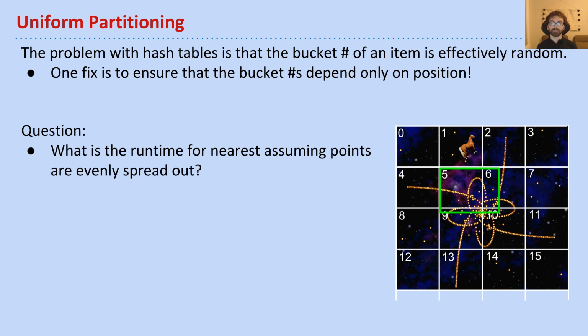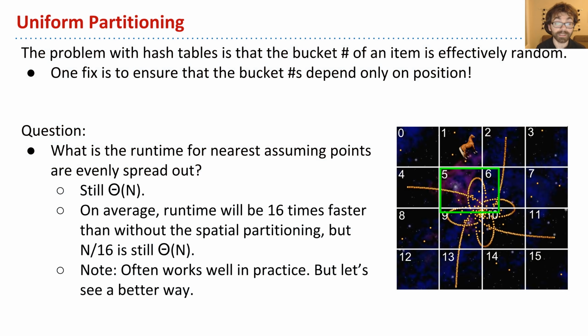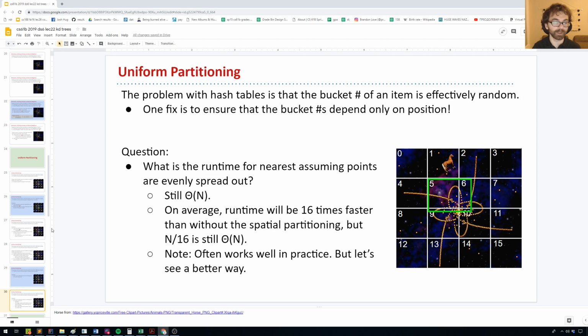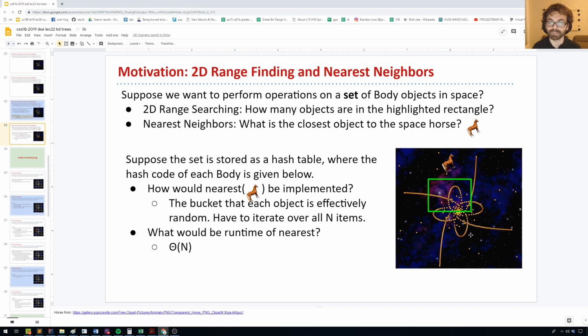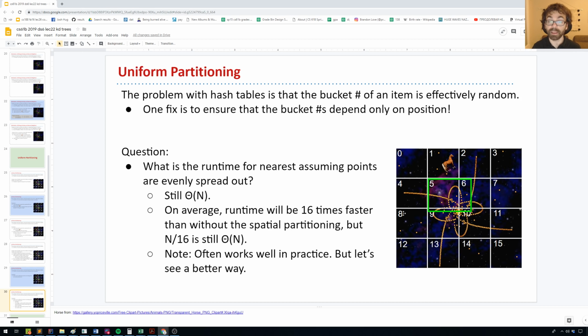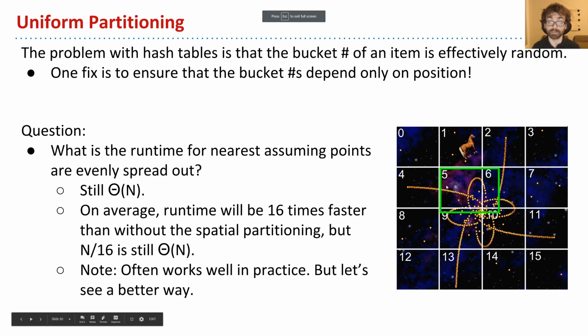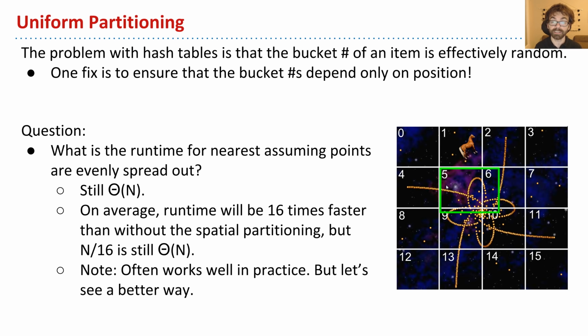Okay. So it turns out the correct answer is theta n. So it's still theta n. Why? I mean, it seems a little strange that we did all this work, right? If we go back to our original scheme, it was theta n because we had to look at all the points. And now that we've subdivided the space, it's still theta n, assuming the points are nicely spread out. The reasoning is that, on average, the runtime is going to be, in this case with 16 buckets, 16 times faster than if we didn't do the spatial partitioning, but n over 16 is still theta n.